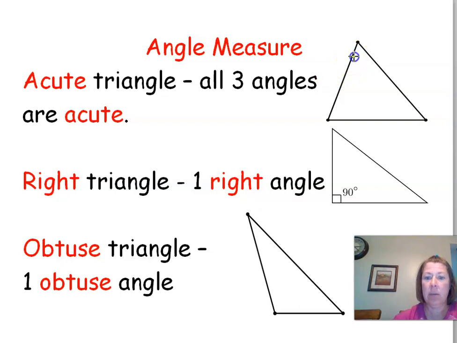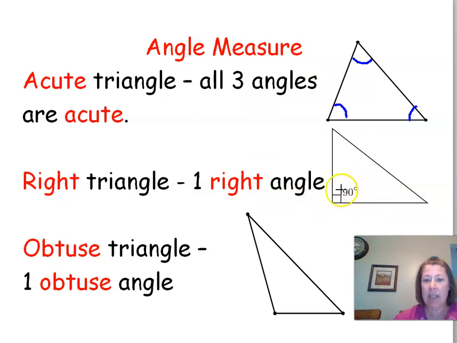So let's look here. We have 1. We have 2. And we have 3. Now, an acute triangle means all 3 angles are acute. And these are all small angles. Okay? They're just 3 little angles less than 90 degrees in this triangle.